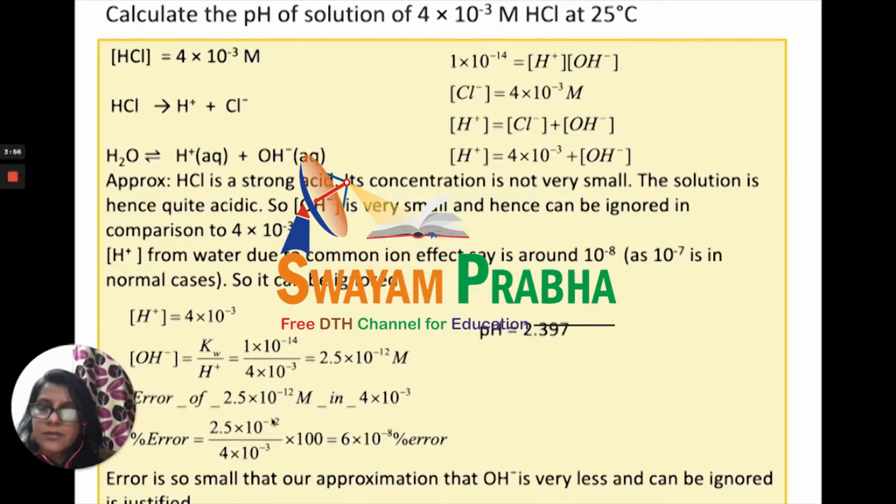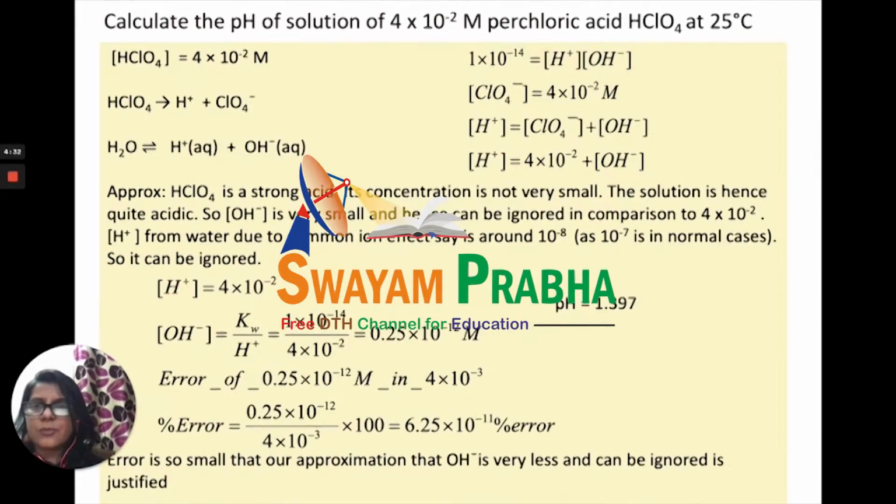So what is the error? Error is equal to 2.5 into 10 to the power minus 12 divided by 4 into 10 to the power minus 3, into 100. So by ignoring the contribution of H plus from the water, the error that you are seeing in this result is of 6 into 10 to the power minus 8 percent, which is very small and practically null. So our approximation that the H plus is only coming from the strong acid and not from the water is quite justified. Let us look at another numerical.